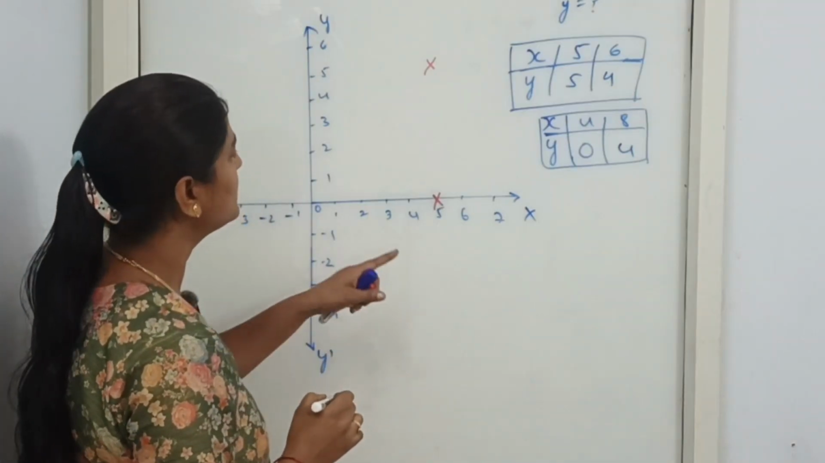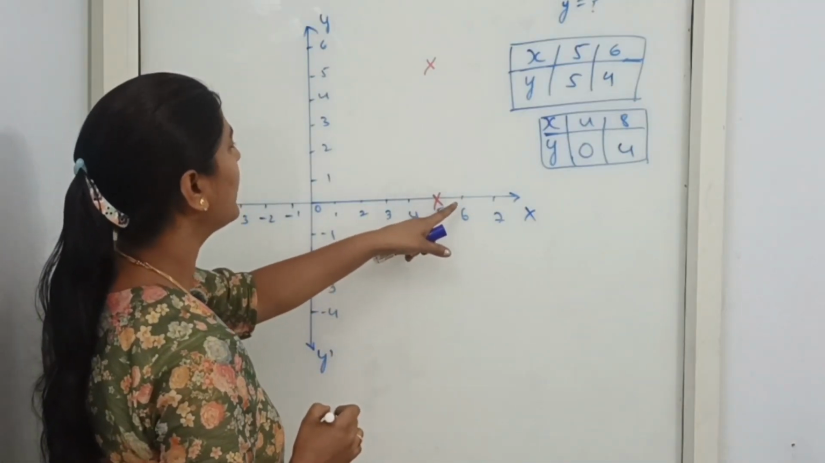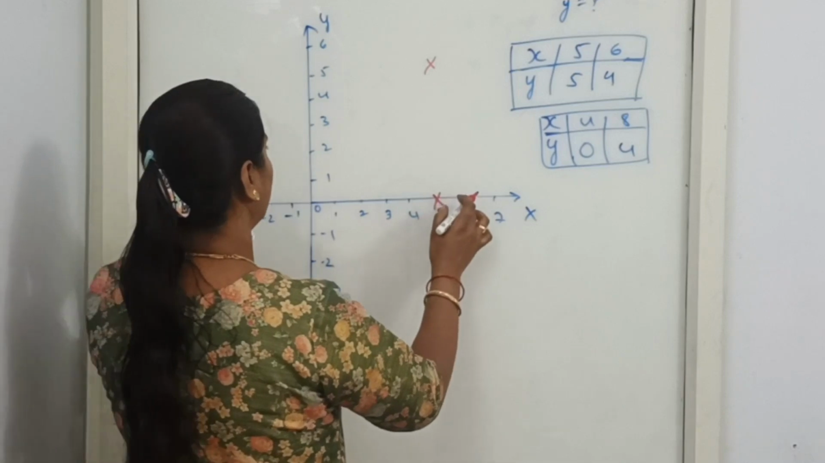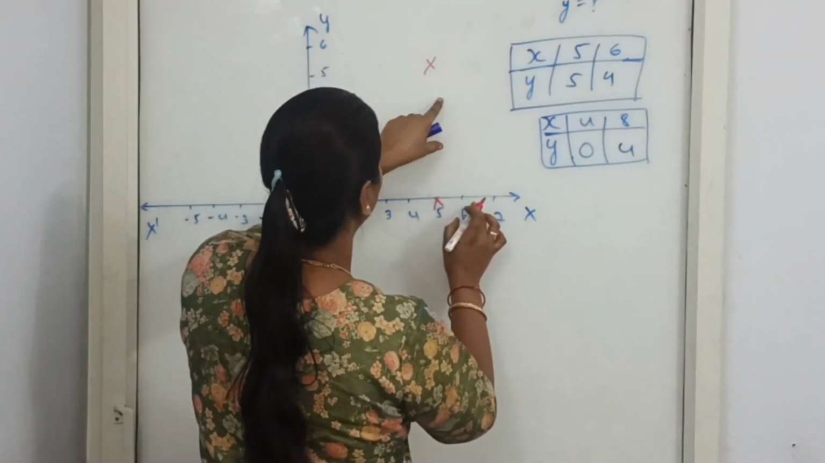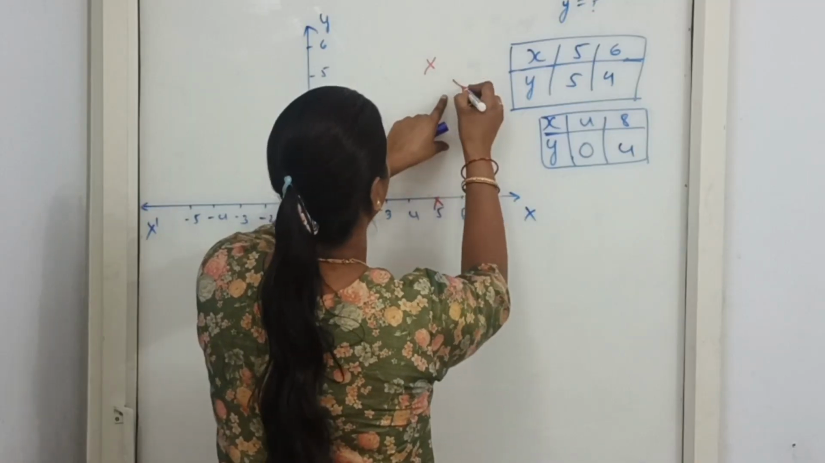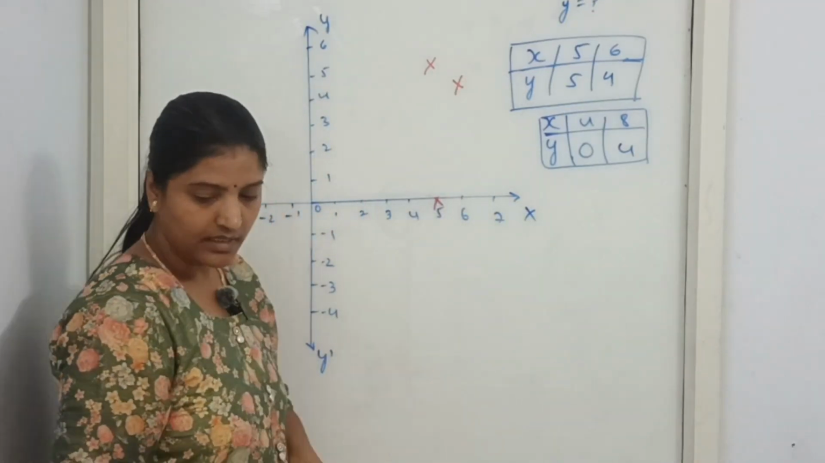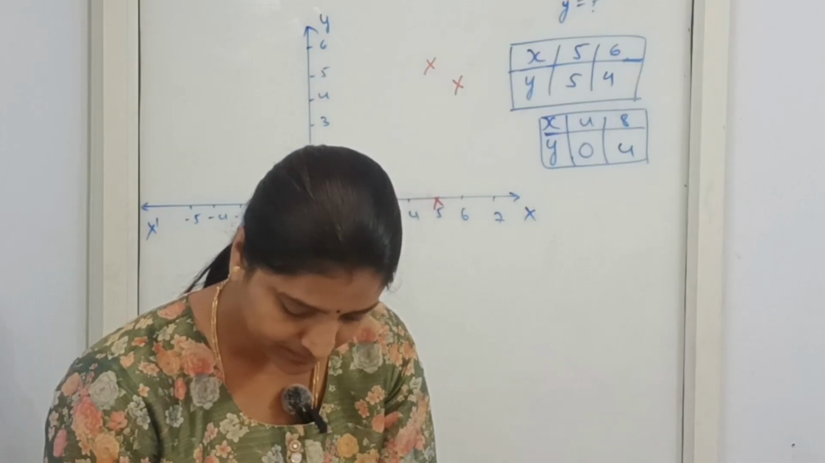And if x is equal to 6, y is 4. If x is 6, y is 4. Here it will come, right? Now we just join them.